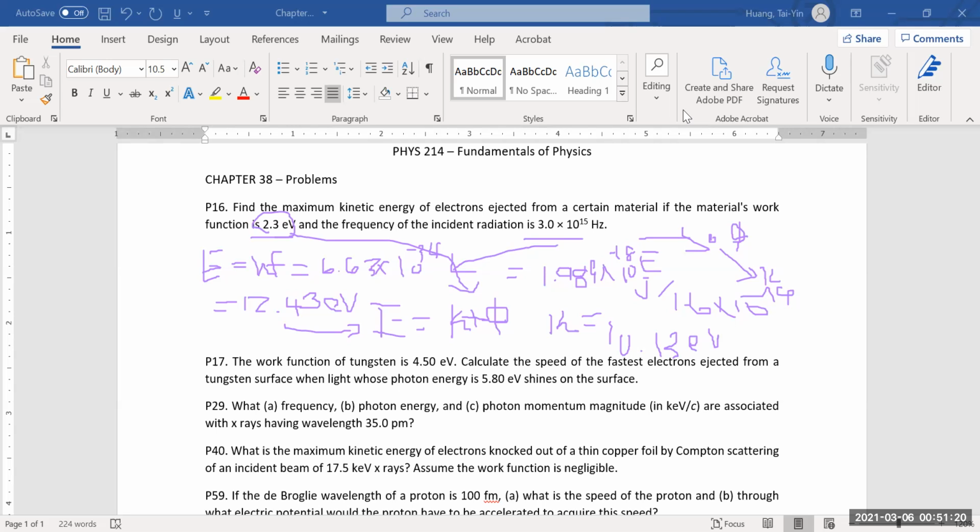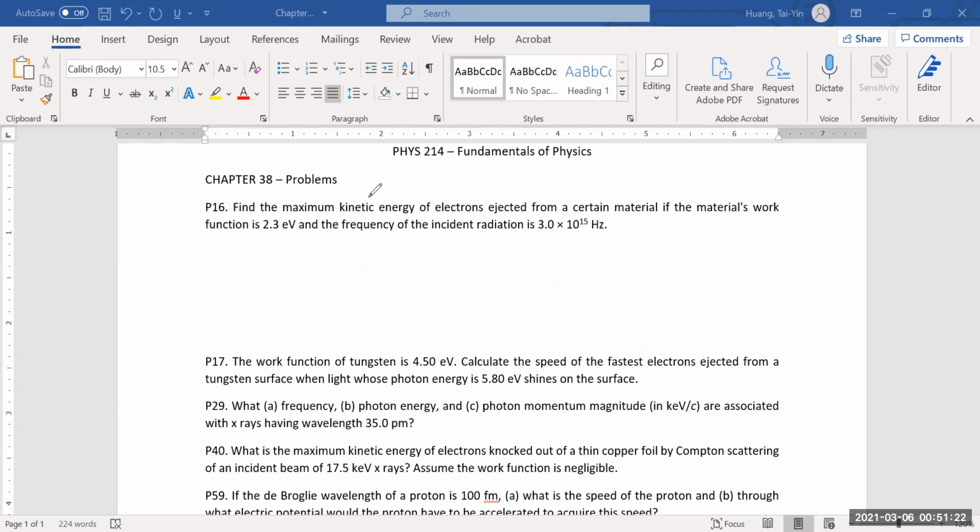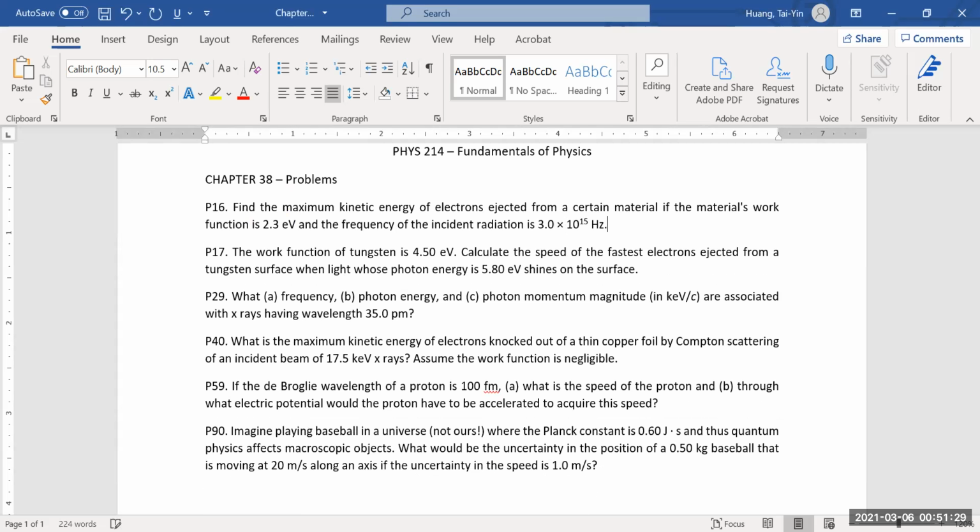So this is the typical problem for the photoelectric effect. As you can see, the energy of the photon is greater than the work function, so the photoelectric effect can occur, and the electron will have a kinetic energy. Now, if the energy of the photon is less than the work function, then the photoelectric effect will not occur. Okay, so that's problem 16.